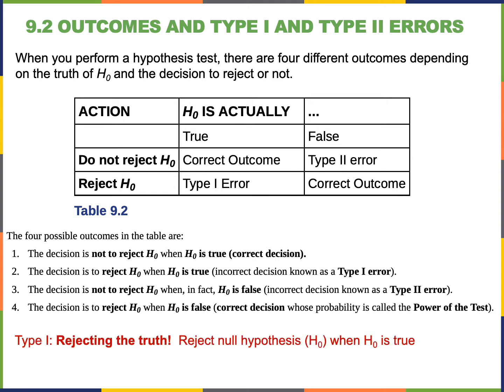Here's another way of thinking about it. Type 1 is when you reject the truth, in other words, reject the null when it's true. That's how I remember the difference: type 1 is rejecting the truth. Type 2 is believing the lie, where we fail to reject the null hypothesis even though the null hypothesis is false.